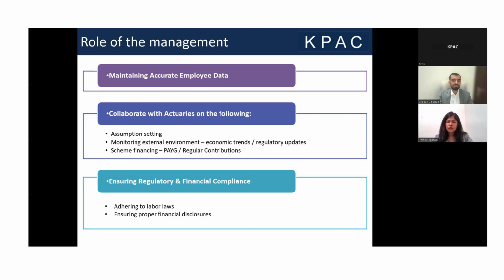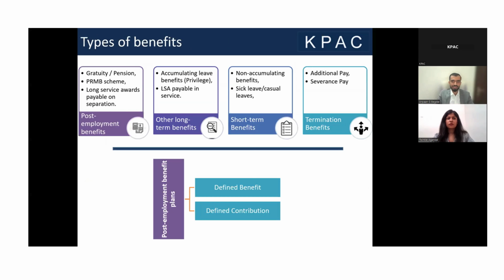Lastly, the management must also take responsibility to ensure adherence to any prevailing regulations around the offering of the benefit plans. And they must also ensure disclosure of all the necessary items required in the annual reports and accounts. So we will now look at some of the common employee benefit plans and their actuarial valuation requirements after having looked at the role that the management can play in the entire valuation process.